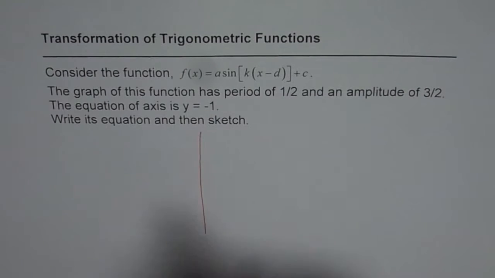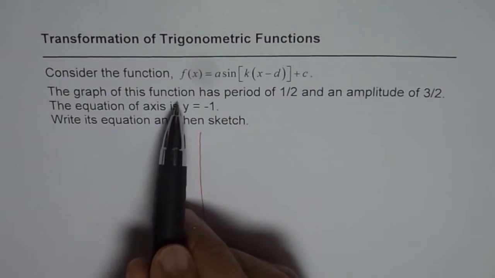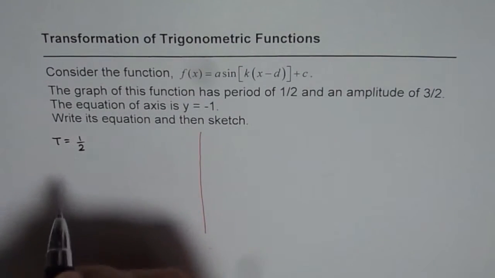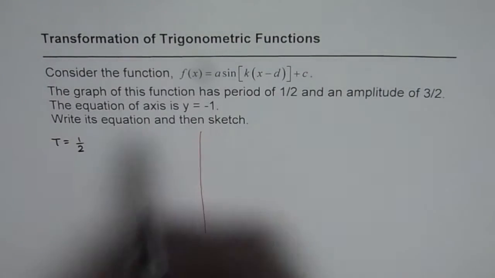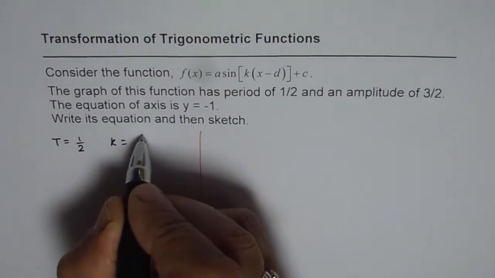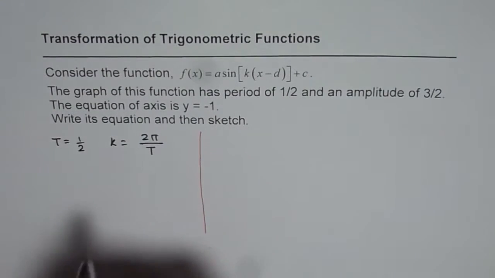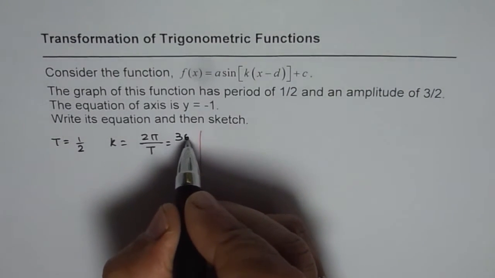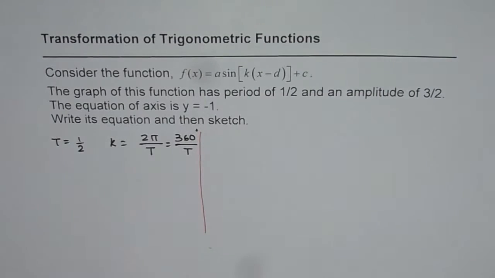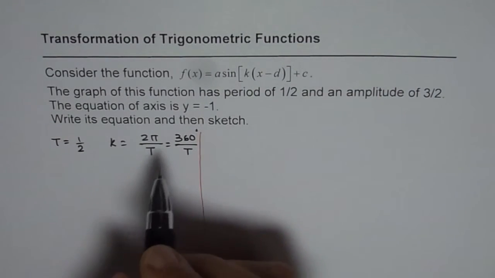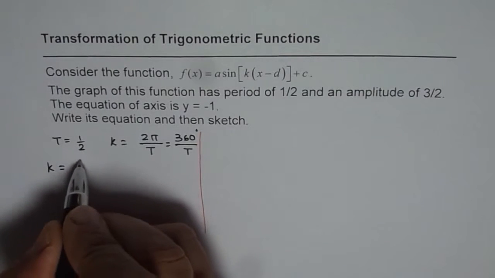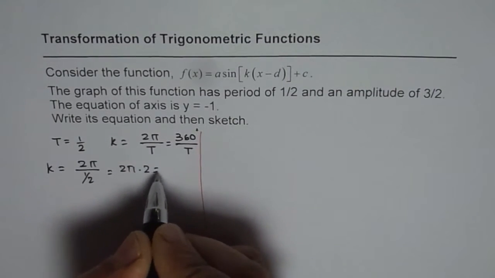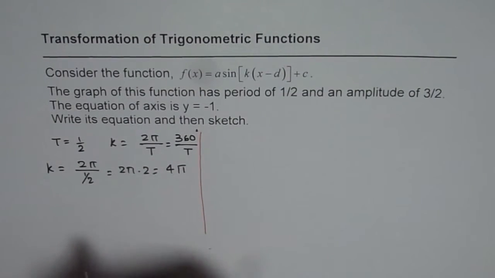this page. So what we are given here is that the graph has a period of half. When we say the period is half, that gives us the value of k in this function. k should be equal to 2π/T, right? So we are working in radians at present. Those who want to do it in degrees could write k as 360 degrees/T. So we'll continue with radians. In this case, k should be equal to 2π divided by half, which is 2π times 2, or 4π, correct? So that is the k value.